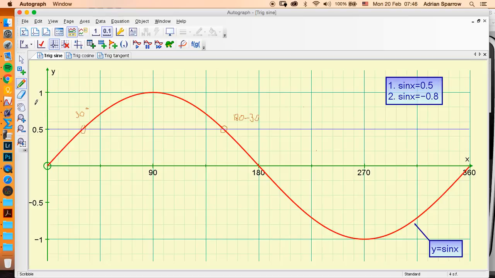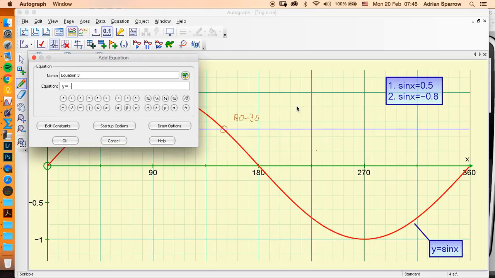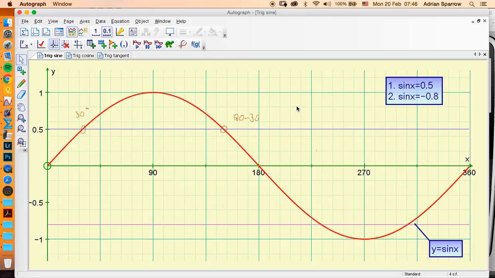So for this second one that we're looking at, why don't we do it on here as well? Y equals negative 0.8. And this value here is the one that I want. And this is 233, which is 180 plus that 53. Remember we got negative 53, but it's plus the 53 we got from the calculator.